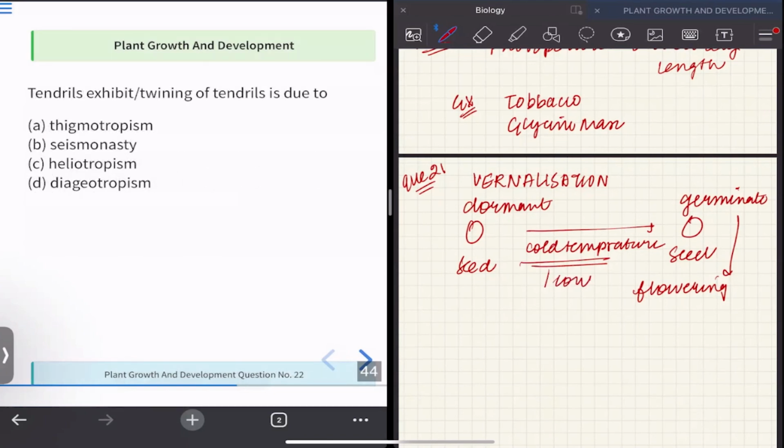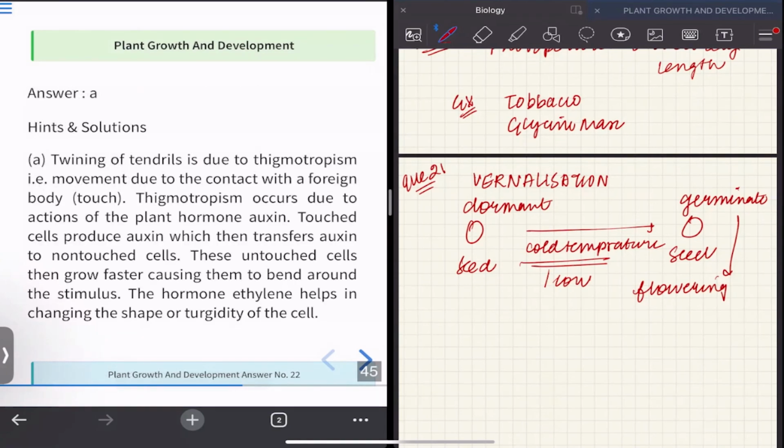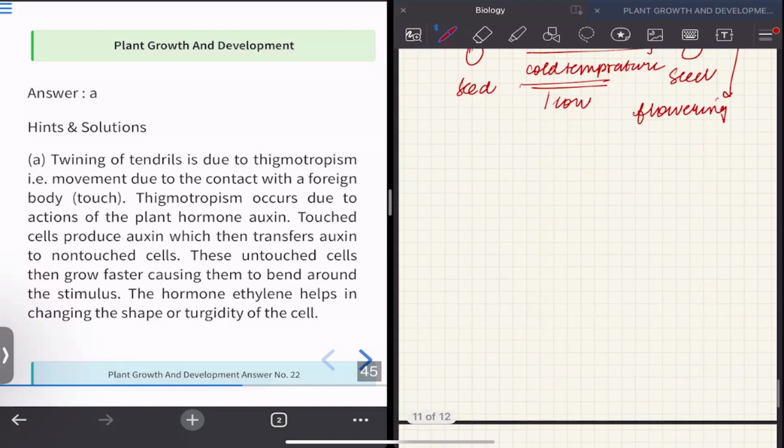So tendrils, this was our very first question. Tendrils exhibit twining. What is twining of tendrils? Whenever a touch stimulus is applied, the tendrils show their movement towards that stimulus, and this particular process is known as thigmotropism. So twining of tendrils is due to thigmotropism. That is the movement which is due to contact with a foreign body. What is the hormone that mediates thigmotropism? It is auxin. So auxin causes thigmotropism.